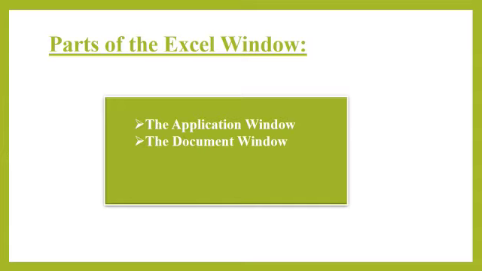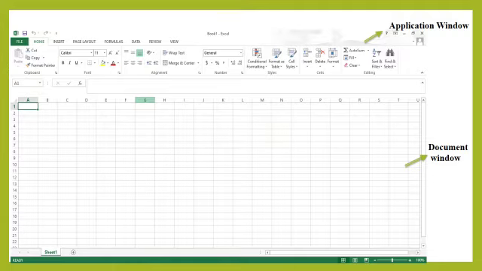The Excel screen has two windows which are nested one within another. The larger of these windows is the application window and the smaller window is the document window. Children, as you can observe on the screen, the application window is the larger window, which is the outer layer of the screen. The inner layer of the screen is known as the document window, children.